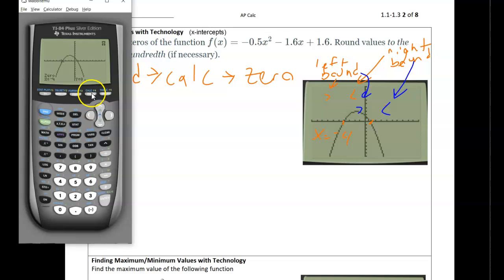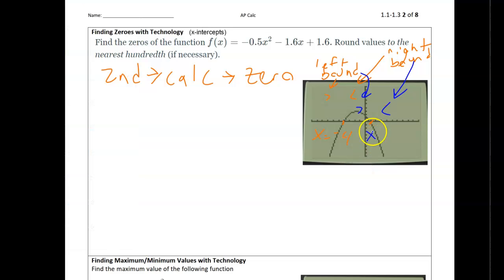So let me show you what that looks like. So same thing, second, calc, 0, left bound now. I want to highlight just one of these zeros, so I'm going to go here. And notice my arrow is to the left of this 0, but not to the other 0. And then I'm going to select a value now to the right of that 0, so I'm over here. And notice my 0 is between those two arrows that I made. And then guess, and I get 0.8 is my other one. So x equals 0.8. And that's my values, that's my list of zeros.